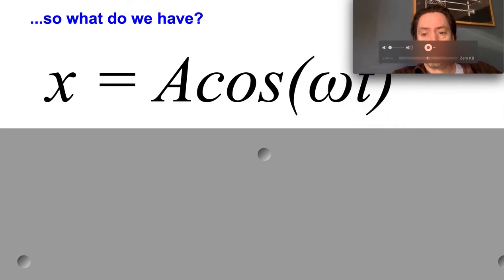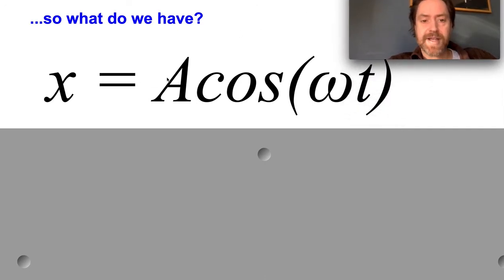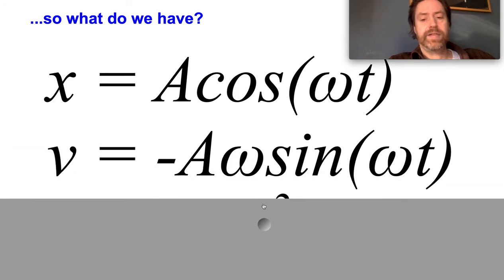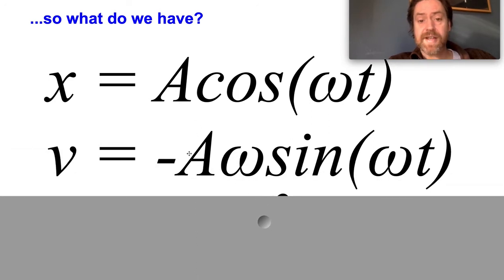If we have the displacement is a cos omega t, if we differentiate that, we get that the velocity is minus a omega sine omega t. Now that's reassuring.